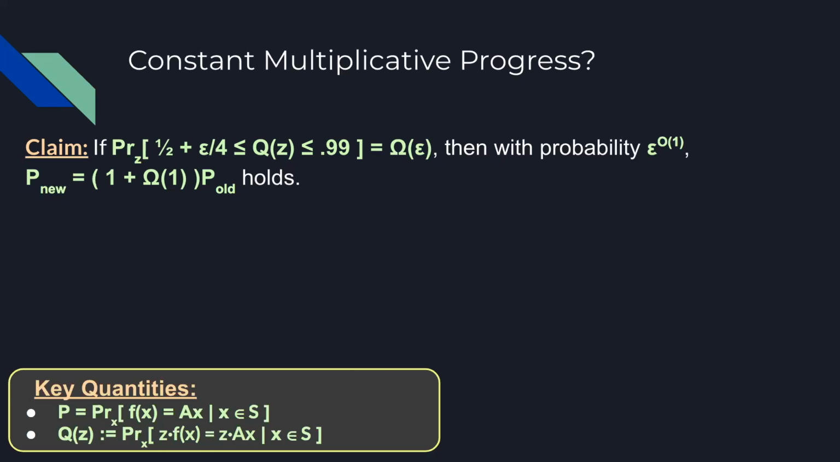We run Goldreich-Levin, hopefully we get lucky, we recover the right thing, and then we update S, and hopefully we get lucky, Q of Z is less than 1, in particular less than 0.99. That's going to mean that the new P is going to be a constant multiplicative factor bigger than the old P. So having too good of an agreement. Yes, we'll say that.